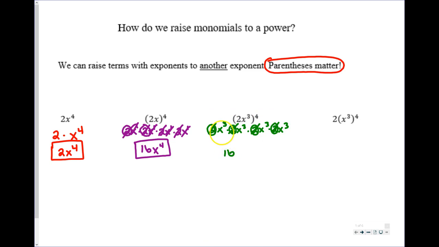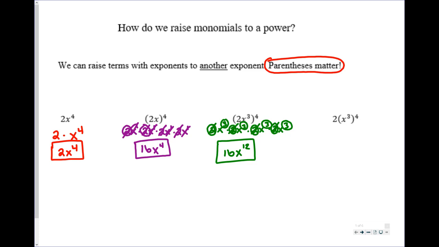Now we have to handle the x to the third times x to the third times x to the third times x to the third. Well, last learning target we learned that all we have to do is add these up. 3 plus 3 is 6. Then 6 plus 3 is 9. 9 plus 3 is 12. So we're going to have 16x to the 12th, okay?